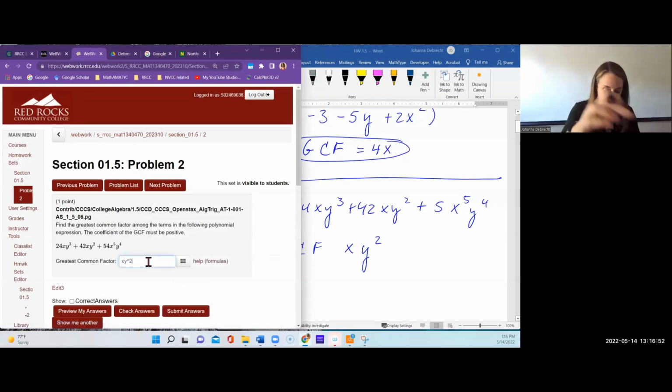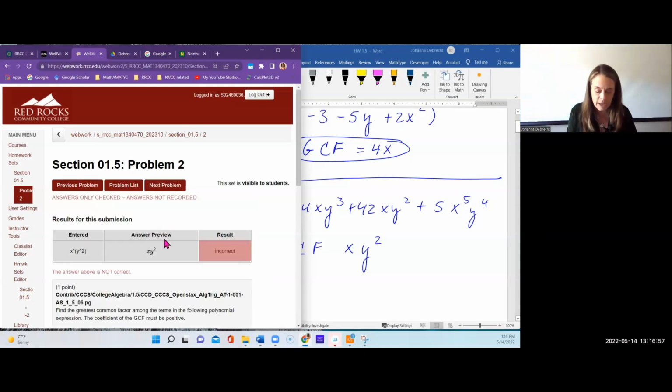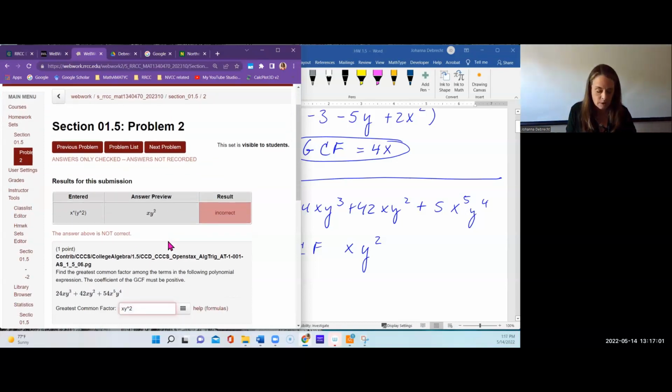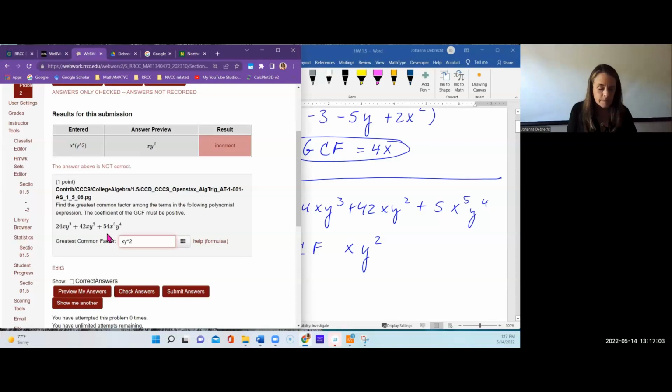Now we want to put in a 2, and then we'll check our answer. We hope we get the green check. Heck, it didn't like it. Did I copy the problem wrong? Let's take a look at the problem. I did copy the problem wrong.